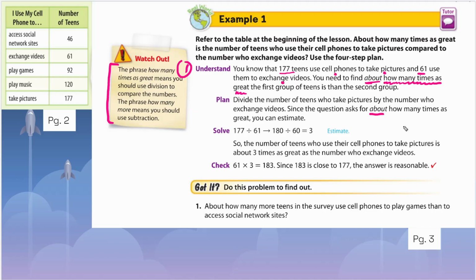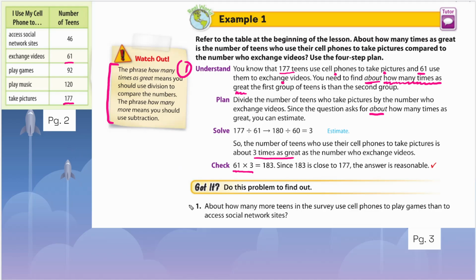Because we are doing an estimation. So our groups are taking pictures, 177, exchanging videos, 61. 177 is about 180, 61 is about 60. How many times does 60 fit into 180? That's what it's asking. Well, 3. So the number of teens who use a cell phone to take pictures is about 3 times as great as the number who exchange videos. You could go back and solve it again, or you can solve it with the real numbers. You could try to find a different way of solving it, although there's not really that many other ways of solving it. So yes, this answer is reasonable.